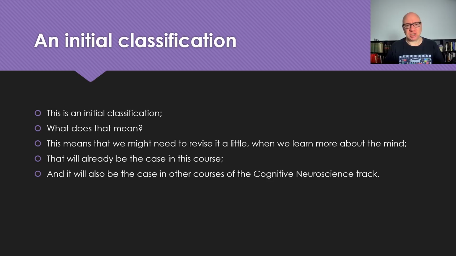We'll adjust that a little bit. And you probably learn more about the mind and the brain if you do the cognitive neuroscience track. Then you'll learn more details, and you'll probably get a more nuanced, more sophisticated view on the different mental types. So this is an introductory course. We have to start somewhere. We want to think about all the different answers to the question of how the mind fits in the physical world, and therefore we need to have some idea of what we mean when we say mind or conscious mind.